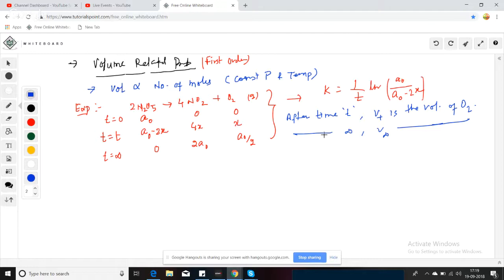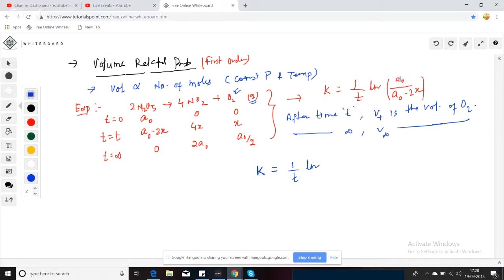So k is equal to 1 by t, ln of what expression in terms of volume instead of A naught? Can you tell me? Listen to me, all of you, very carefully. Since all these are for gases, you don't have to worry about NO2 and N2O5. You have to deal only with O2, because this is the only gaseous term over here.